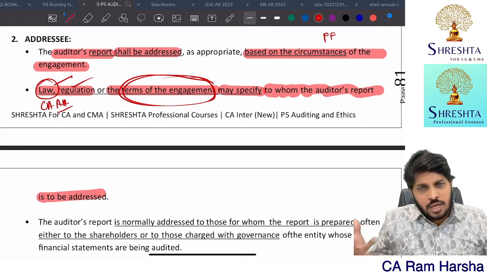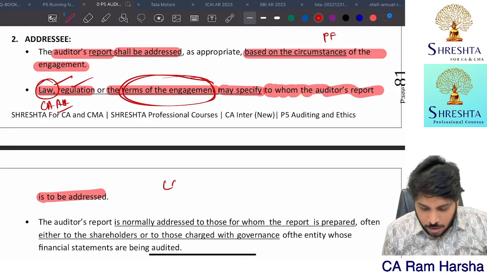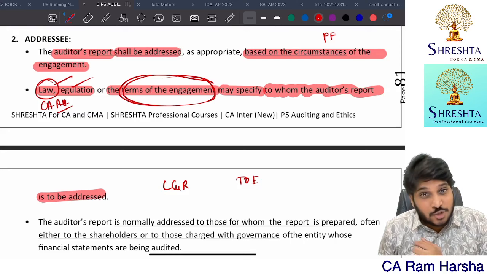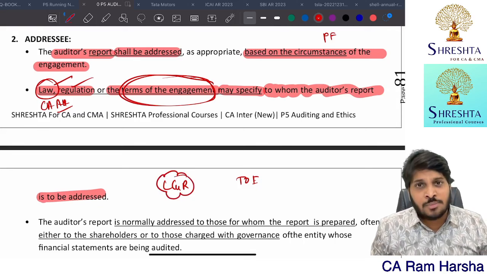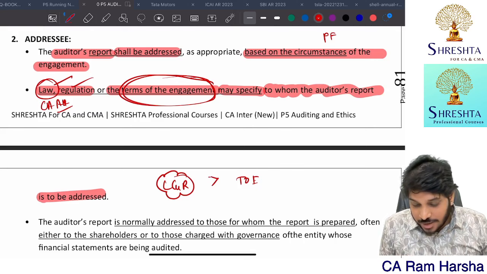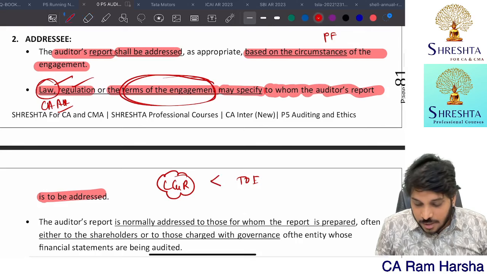Now tell me, I have a very, very important tricky question. Law and regulation, and there is something called terms of engagement. Which is superior between these two? Which has ultimate authority? Obviously law, sir. No doubt about it. Now, can terms of engagement override the law and regulation?